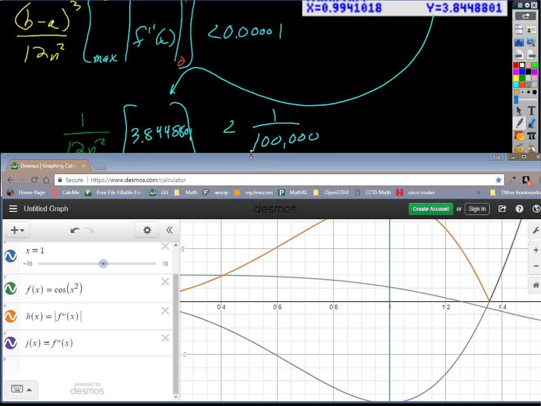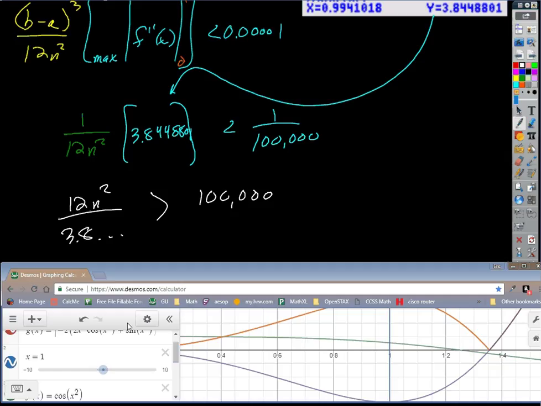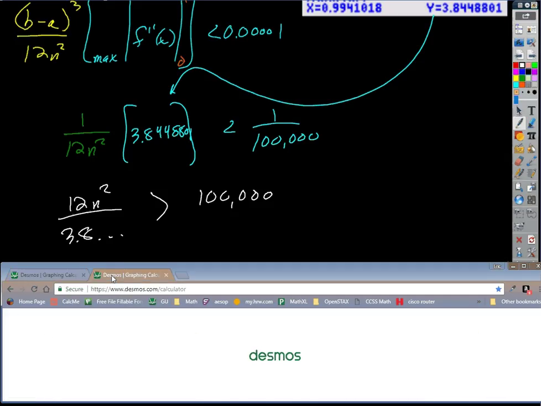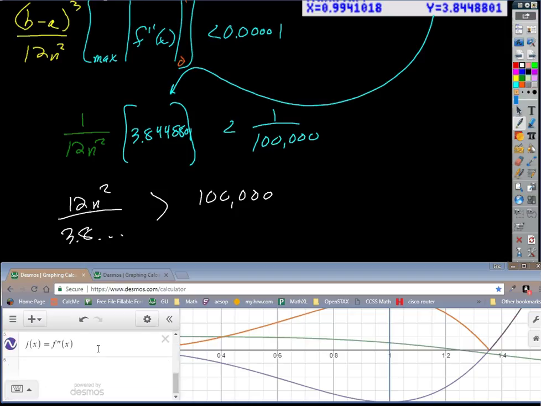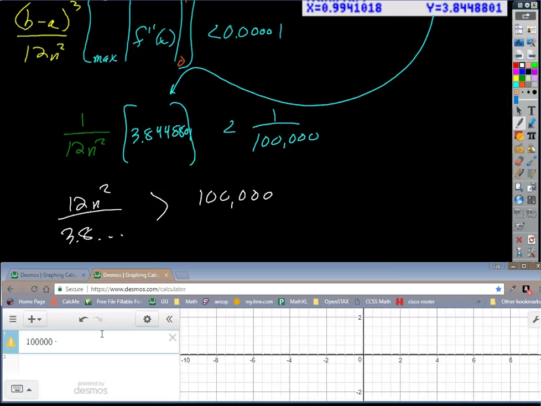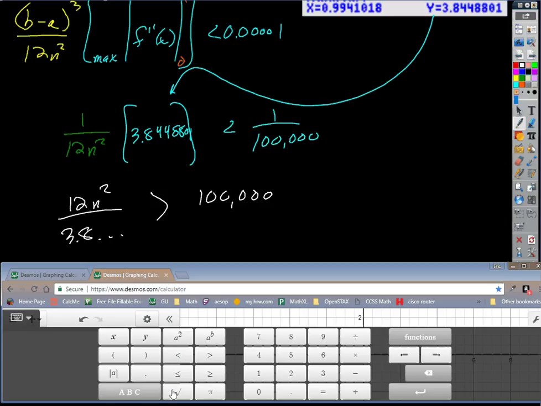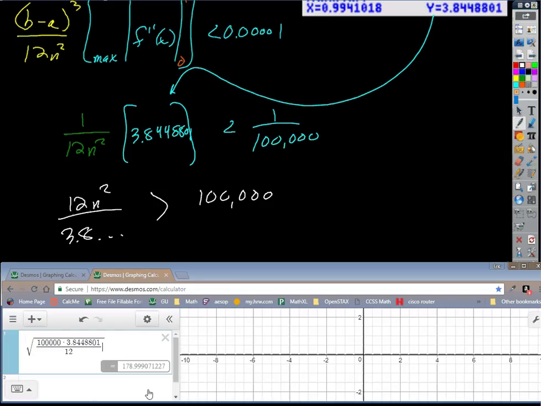There's the results. So let's do a new one. So 100,000 times, oh, I have to go back here and do it, don't I? I need to grab that number. I'm just going to write it in. Times 3.8448801, all divided by 12, and then I'm going to square root the whole thing. Okay. And it gives us 178.999999. So how many do I need?